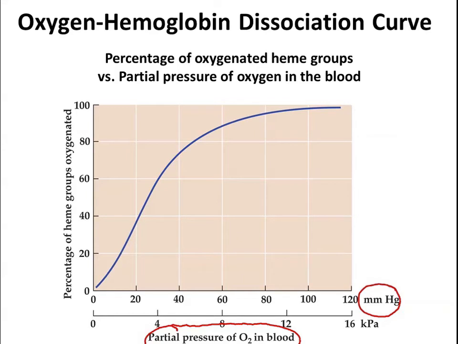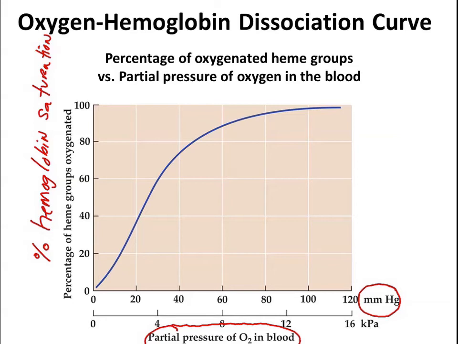And the y-axis is the percentage of heme groups that are oxygenated, and you also might see this designated as the percent hemoglobin saturation, or the percent saturation of hemoglobin. What this means is when the hemoglobin in the blood is 100% saturated, every hemoglobin molecule carries 4 oxygen molecules. And if the hemoglobin is 75% saturated, then there's an average of 3 oxygen molecules bound per hemoglobin. And if it's 50% saturated, then there's an average of 2 oxygen molecules bound, and so on.